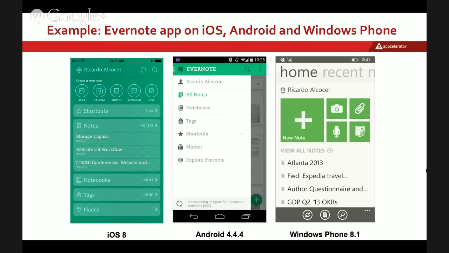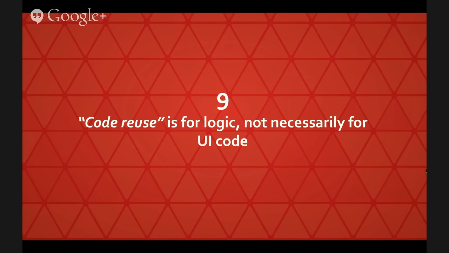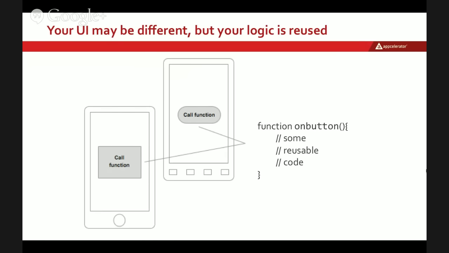And that leads us to number 9, that is code reuse is for logic and not necessarily for user interface code. So when you look at an app like the Evernote example, or this diagram where I'm trying to show that there's 2 apps with a button, but the button is being displayed in a different manner, the code that handles that button is code that is reused.